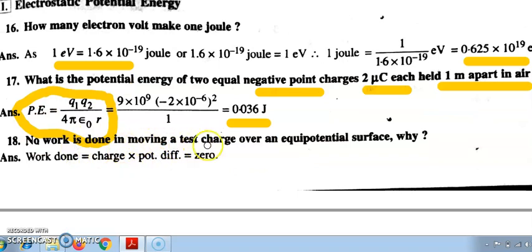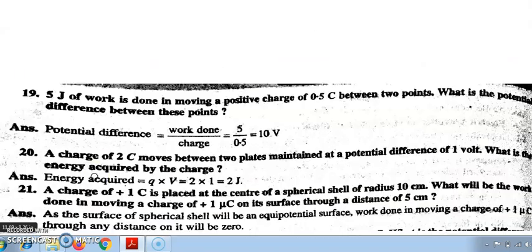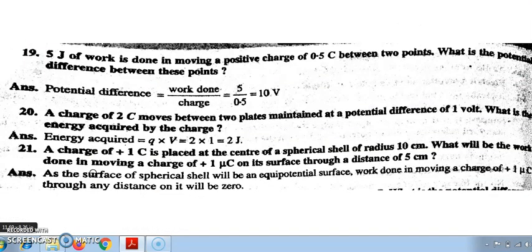No work is done in moving a test charge over an equipotential surface. Now they are asking why we don't have to perform any work on an equipotential surface, because work done equals charge into potential difference. Now if there is an equipotential surface, the potential difference is always 0, and therefore you don't have to perform any work. Okay, now next move to the next slide.